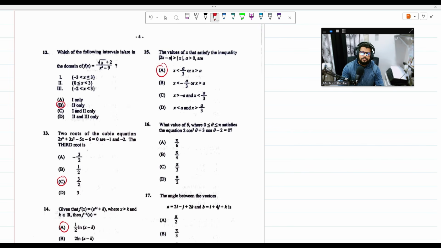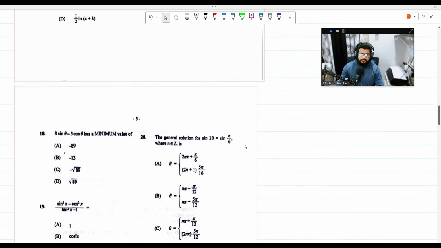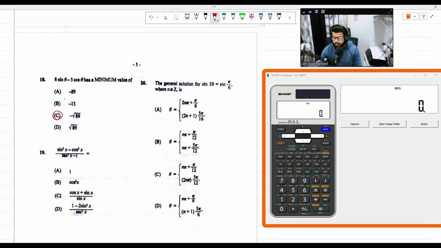Yep, A. The value of theta that satisfies this is pi on 3. The angle between these vectors, check it back and see. 2 minus 4 plus 2, pi on 2. Minimum value is minus root 89.